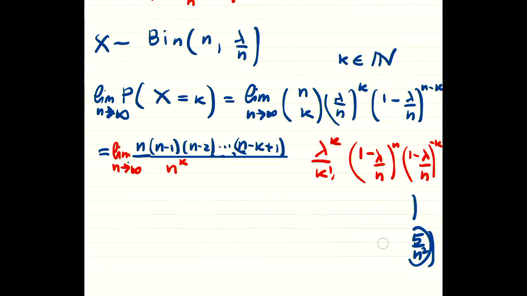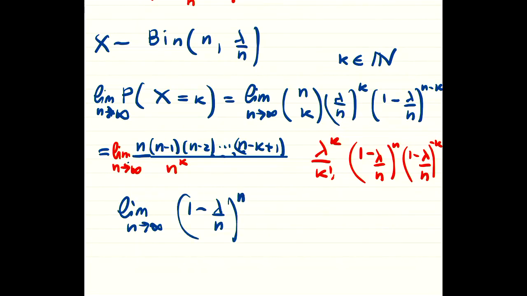I want to have everything on this page, so I delete this. What is the limit as n goes to infinity of (1 minus lambda over n) to the power n? It is e to the power minus lambda.